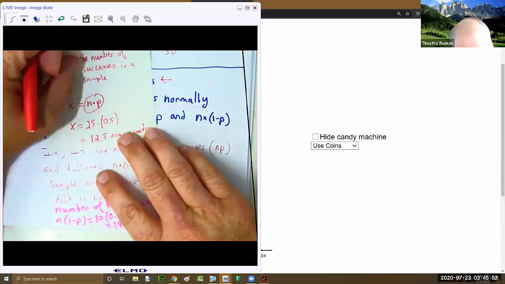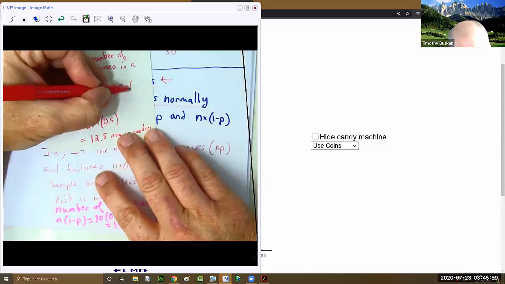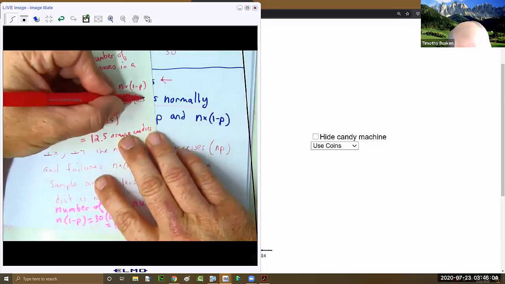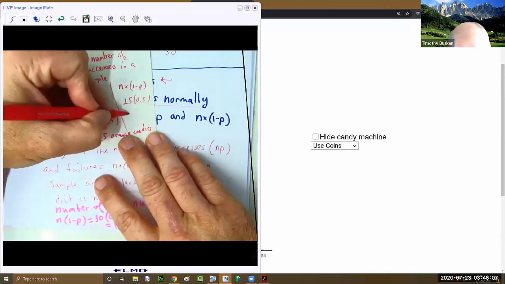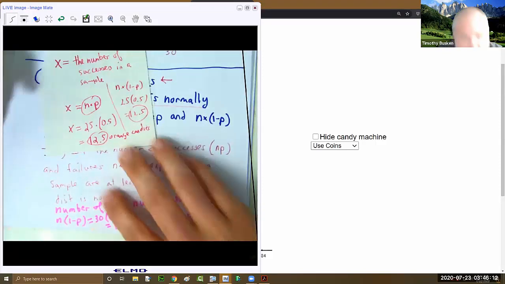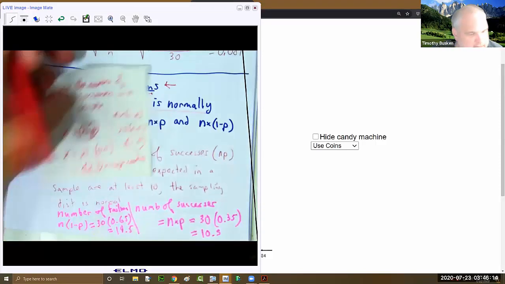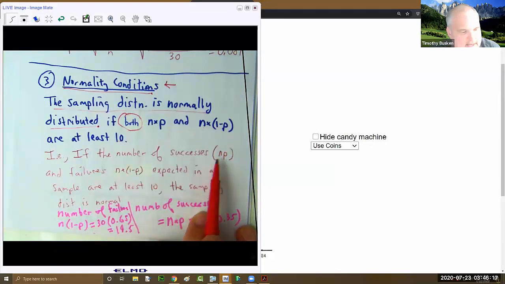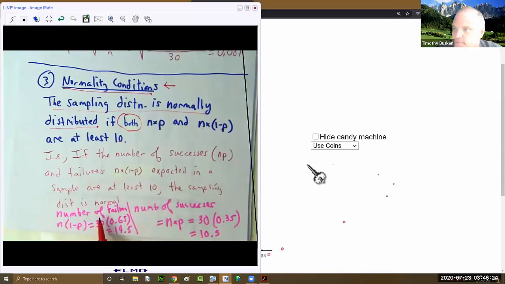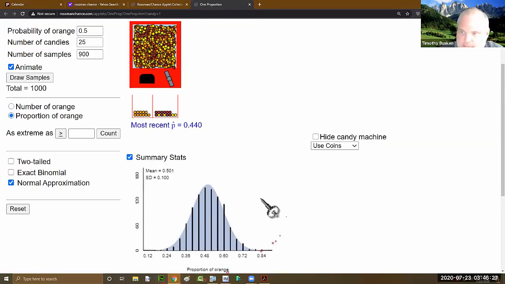And it will be, because when you find n times 1 minus p, that's also going to be 25 times 0.5, which is 12.5. So notice that both of these numbers, n times p and n times 1 minus p, which are again the number of orange candies and not orange candies expected in a sample, are at least 10. We expect our sampling distribution to be normal. And you can see the approximation of that sampling distribution graph is normal, okay?